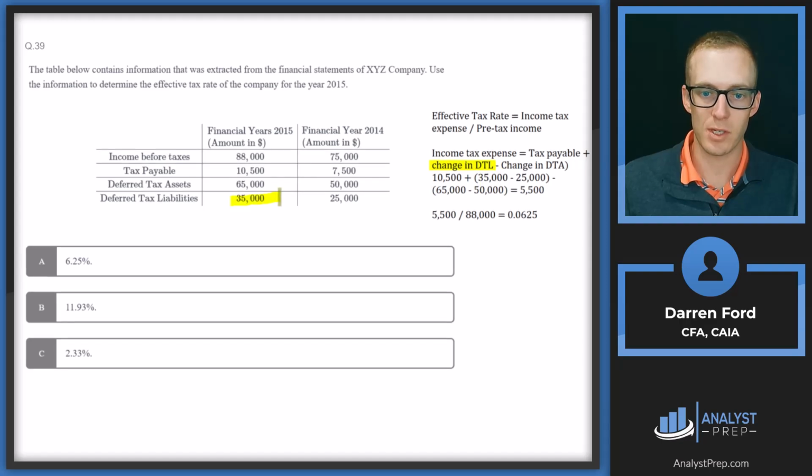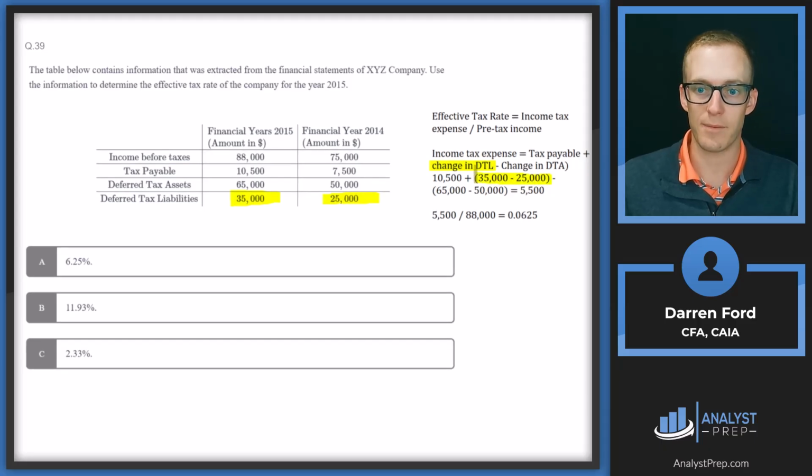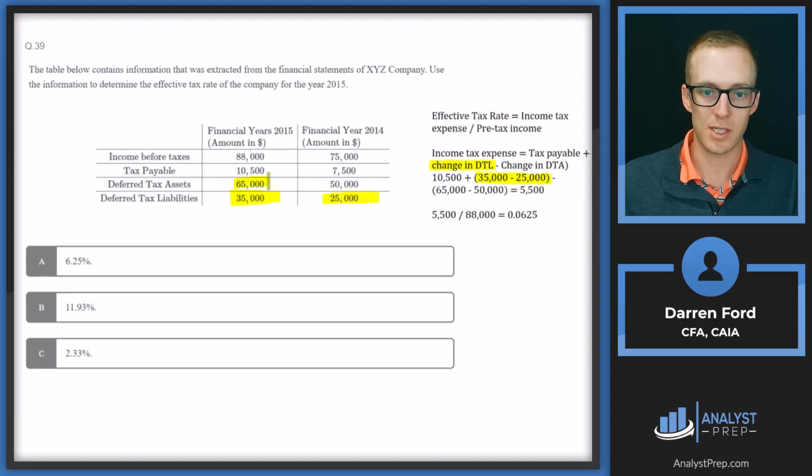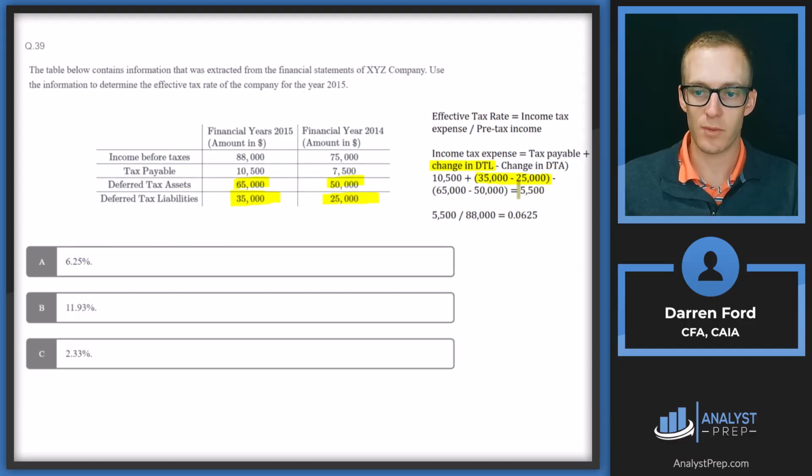So we had 35,000 in 2015, and that used to be 25,000. So that's going to be a positive addition of 10,000 that we're going to have to add to our income tax expense. And then for deferred tax assets, we're subtracting the difference between these two. So 65 minus 50, that's going to be 15,000. So our income tax expense for this year ends up at 5,500, which we'll divide by 88,000, gives us an effective tax rate of 6.25%.